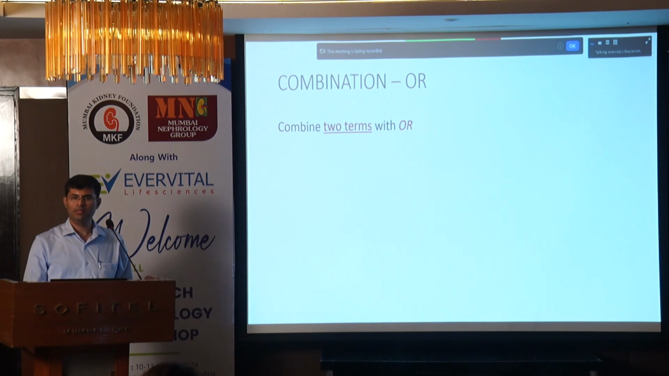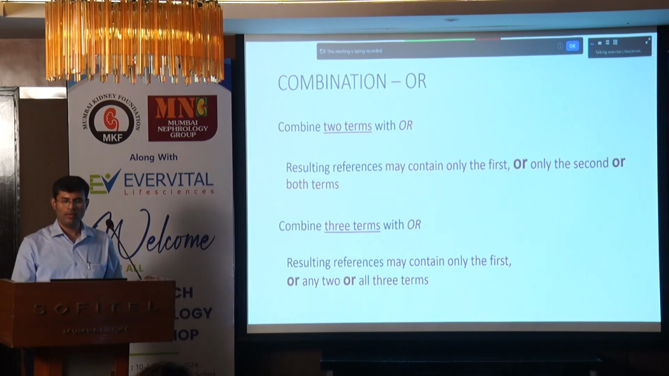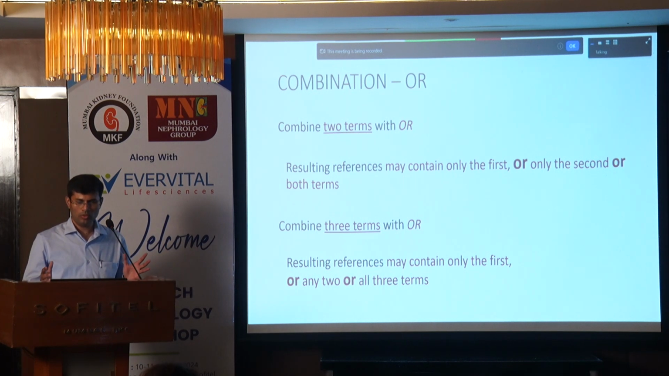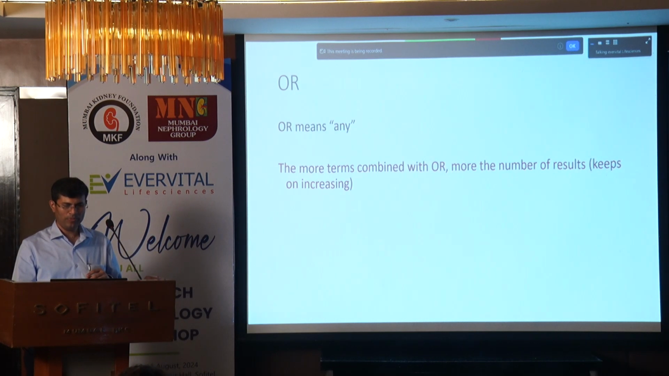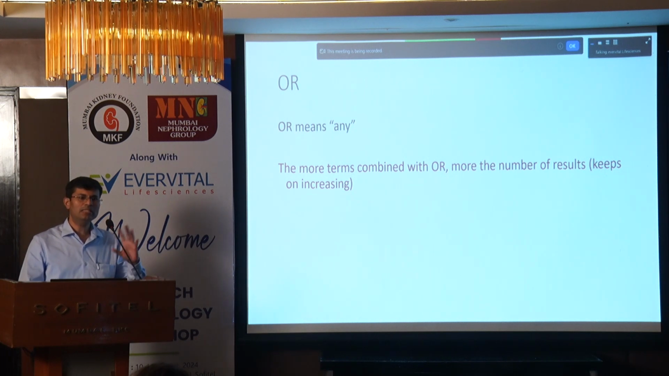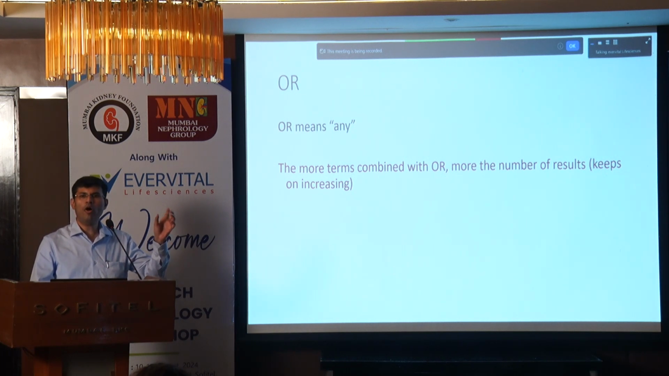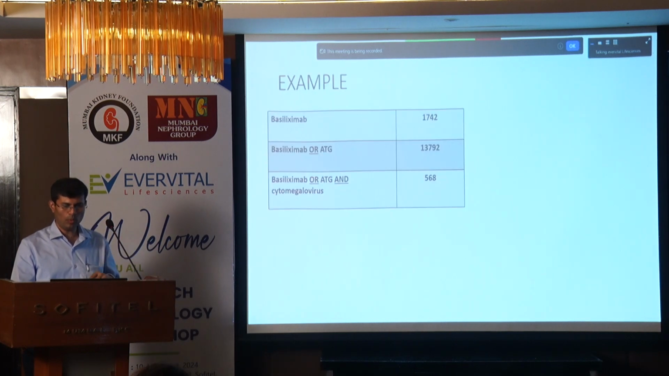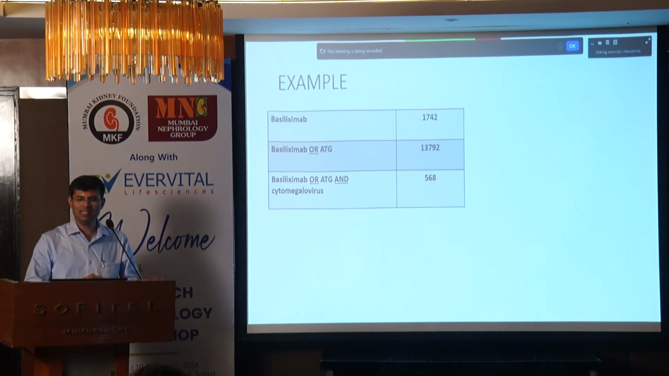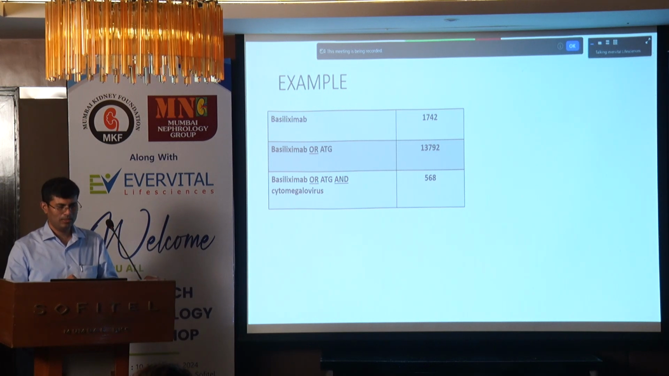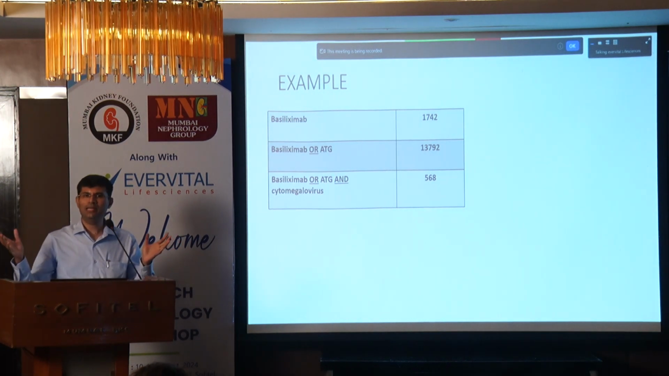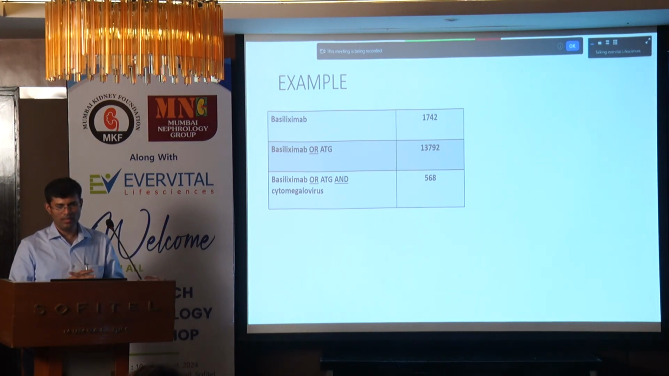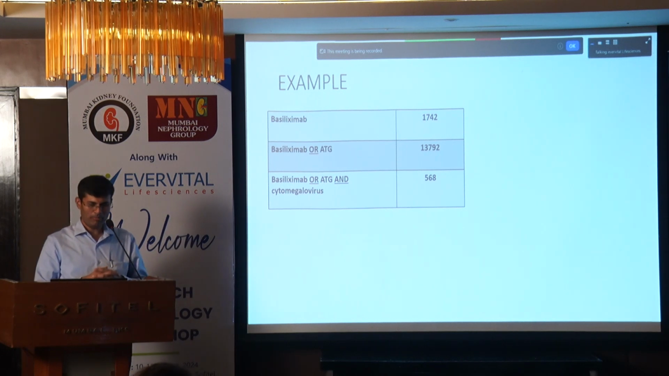Next is OR. So if I use OR, my search is broadened. Any article that has any of these terms which are separated by OR will be searched for. So OR means any of these terms. If I write two terms and have OR in between, the list will have any one of them. For example, if I type basiliximab, it will have 1700 citations. If I write basiliximab OR ATG, the search will be broadened. Any article that has either or both of them will be put out by PubMed.